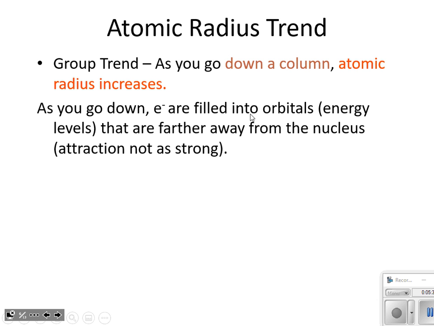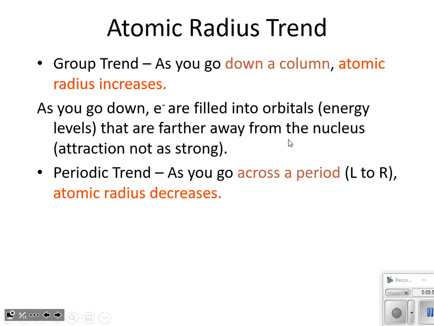As we go down a column, once again, here's just a description of why. Electrons are filled onto orbitals. Orbitals are on energy levels. Okay? The more orbitals, the longer, or the farther away from the nucleus you will be. Okay? Therefore, it will have a bigger atomic radius.